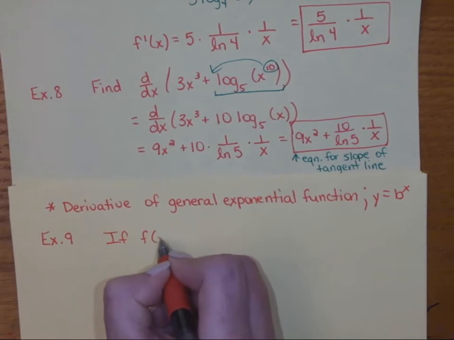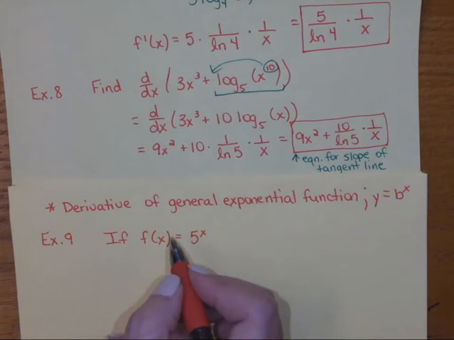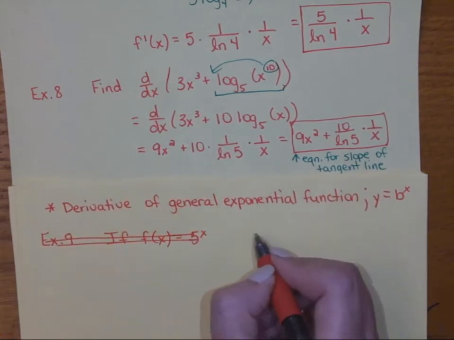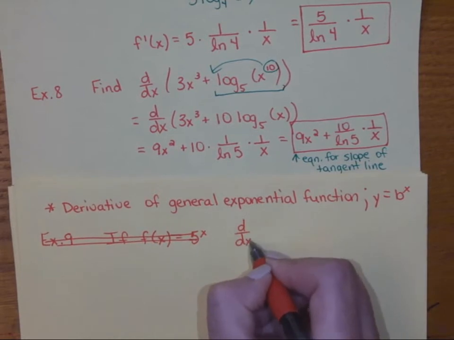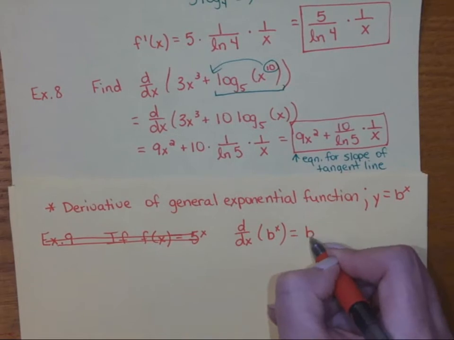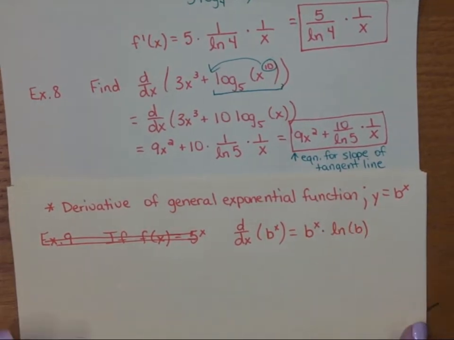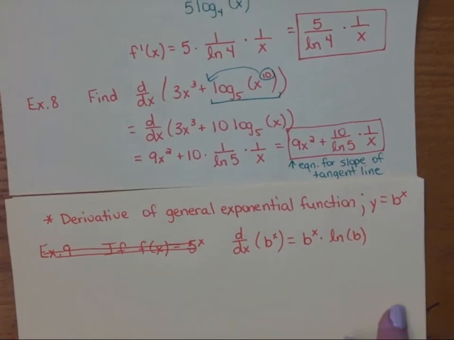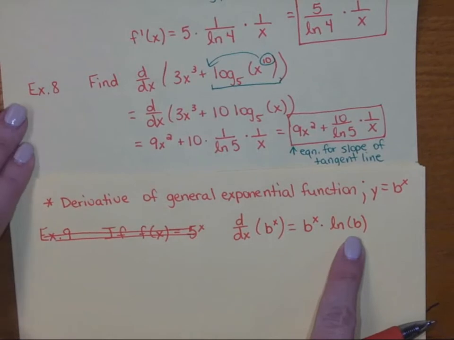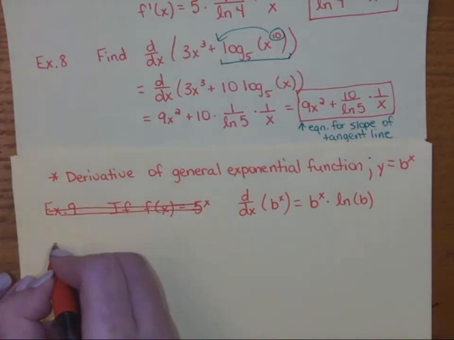If f of x is equal to 5 to the x, oh, I guess I need to give you the rule first. Just kidding. So ignore that for a minute. We'll do that in just a minute. The derivative of b to the x will always be itself times the natural log of b. Notice that looks similar to what we did for the e to the x, although we have an extra little constant being multiplied here. Sorry for skipping that.